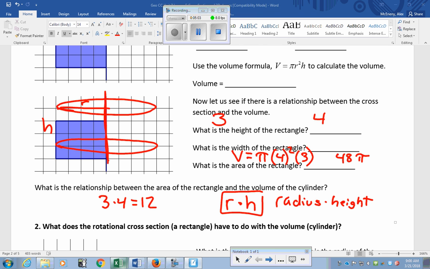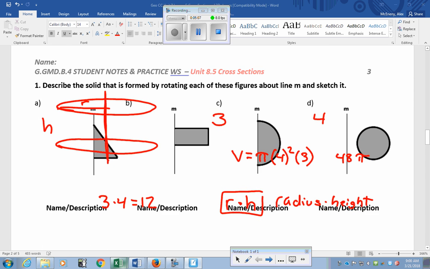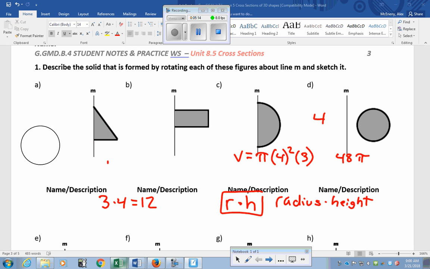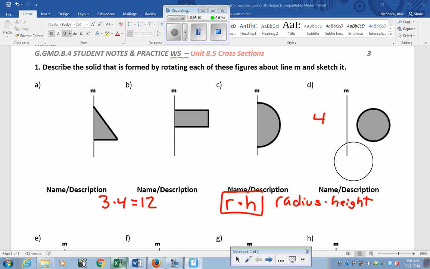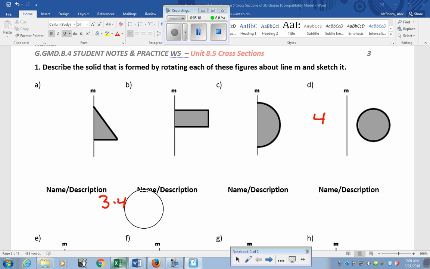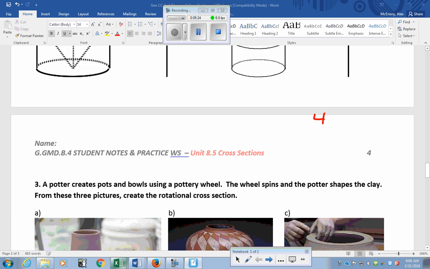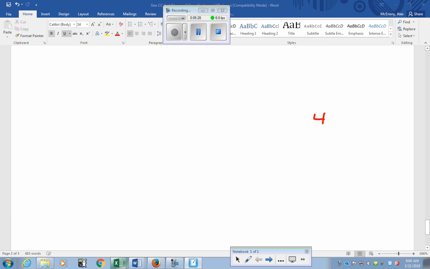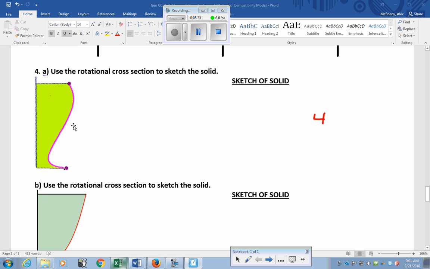So when you're working on the assignment and you look at page 3, which has some of the shapes that we just talked about, try to think of them and see them three-dimensionally, okay? When it says name description, give a description as to what 3D shapes you see. And then the same thing, if you look at page 4, sorry, on page 4, they want you to do sketches also.